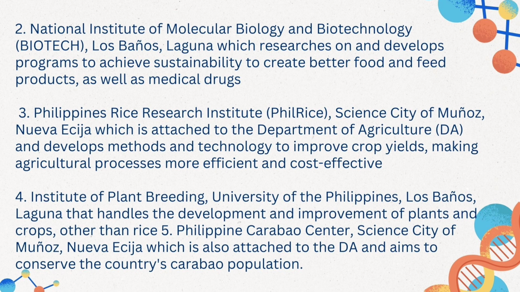The third one is the Philippine Rice Research Institute, or the PhilRice, Science City of Muñoz, Nueva Ecija, which is attached to the Department of Agriculture, or DA, and develops method and technology to improve crop yield, making agricultural process more efficient and cost effective. The fourth one is the Institute of Plant Breeding, University of the Philippines in Los Baños, Laguna, that handles the development and improvement of product and crops other than rice.